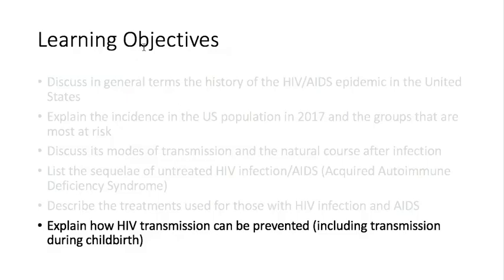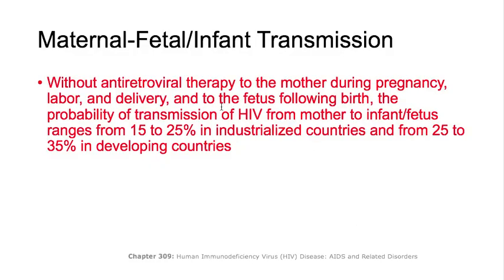Lastly, we're going to talk about how HIV transmission can be prevented, and here we're going to get into transmission during childbirth, which fits right in with the reproductive module as well. Without any antiretroviral therapy to the mother during pregnancy, labor, delivery, the fetus has about a 15 to 25% chance of developing HIV, and about a 25 to 35% chance in developing countries.